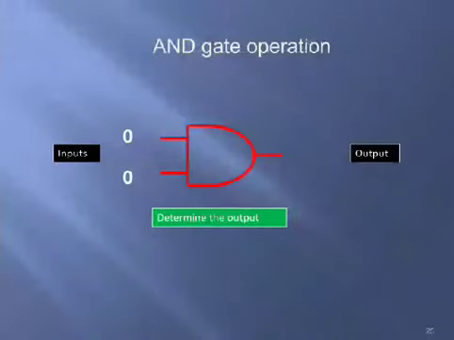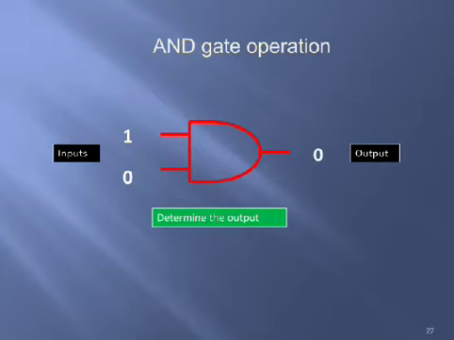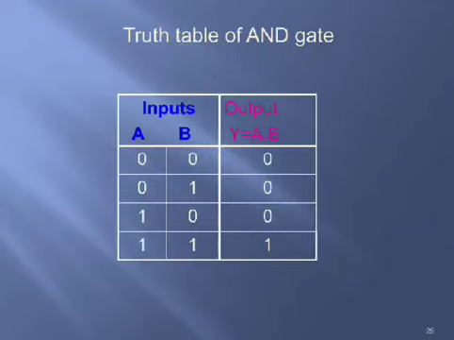And now this is the AND gate operation. For the 0 0 input combination, you will be getting logic 0 as output, and for 0 1 also you will be getting logic 0 as output, and for the 1 0 input combination also you will be getting logic 0 as output, and for the 1 1 combination only you will be getting logic 1 as output. So this is the truth table of the AND gate.